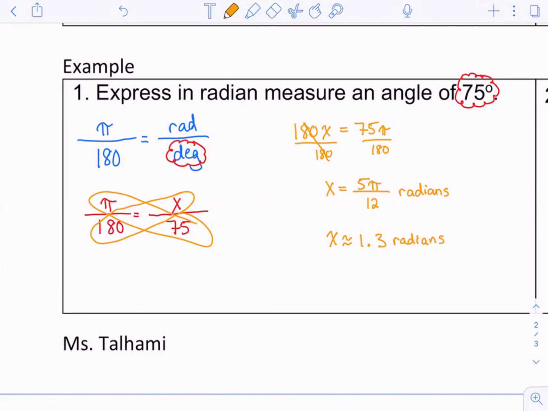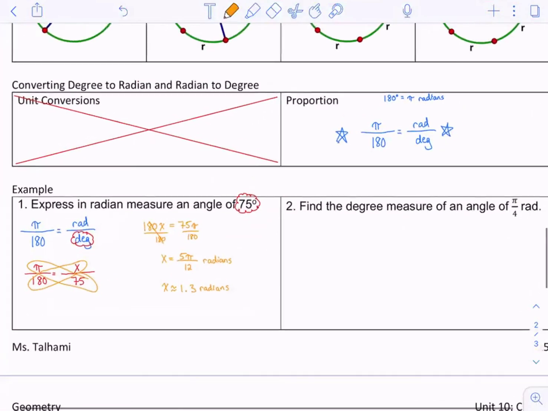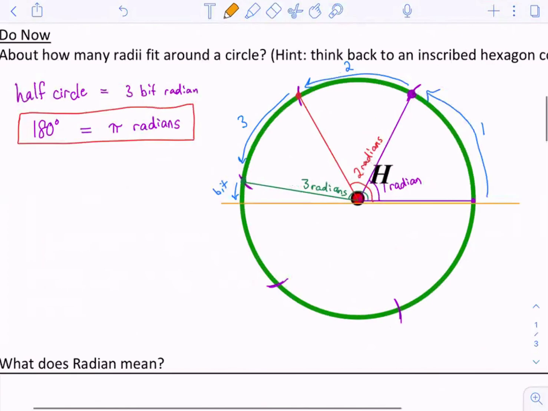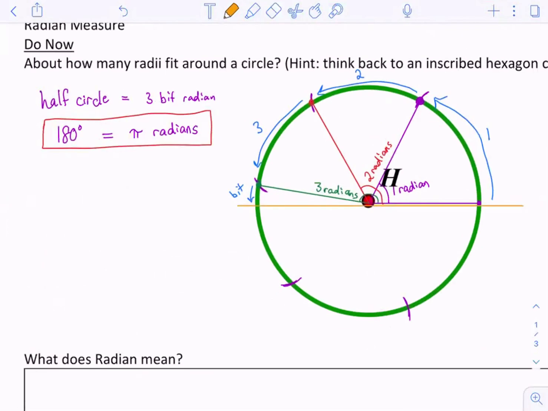So now I'm going to teach you how to ask yourself if this seems like a reasonable answer. Well, let me go back up here. If I know that in the full circle, I'm going to choose a different color here, in the full circle I have 360 degrees. That's approximately how many radians? You're going to say 6 and a bit more. So let's just say about 6 and a bit more.